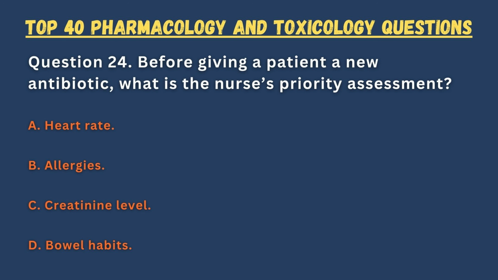Question 24. Before giving a patient a new antibiotic, what is the nurse's priority assessment? A. Heart rate. B. Allergies. C. Creatinine level. D. Bowel habits.